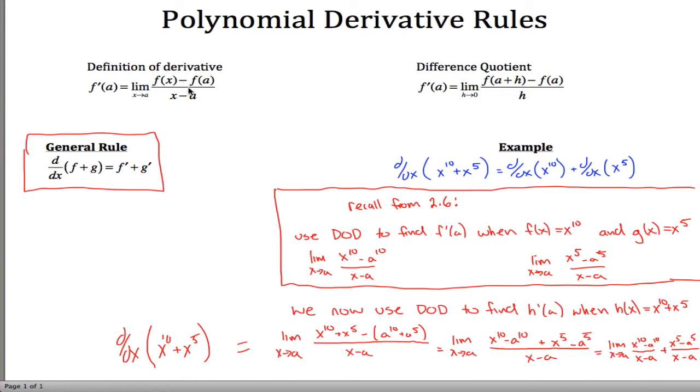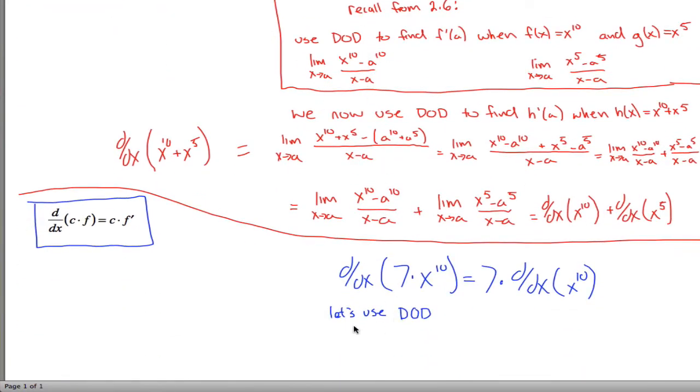But I'm going to stick with the definition of the derivative so I can reuse the work that I used up here. Make this video a little bit shorter. All right, let's use the definition of the derivative to find h again. Sure, kind of running out of letters. H prime of a when h of x is equal to 7x to the 10th.